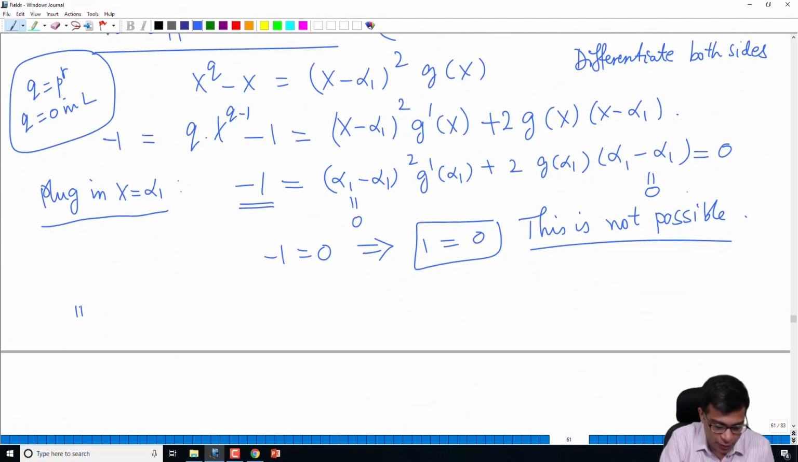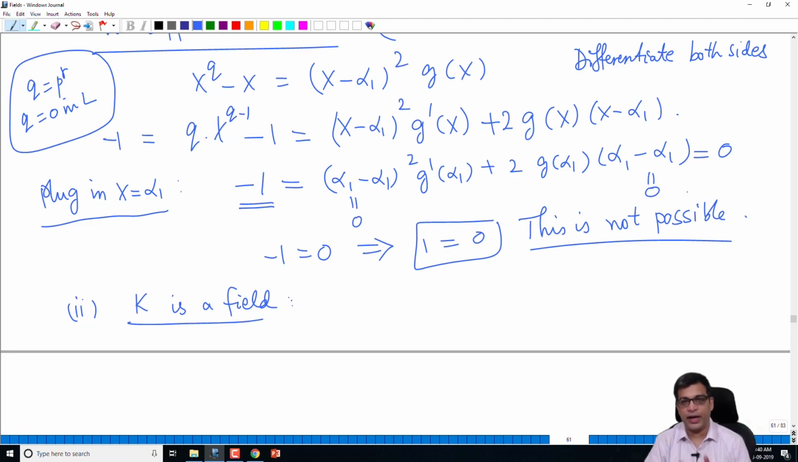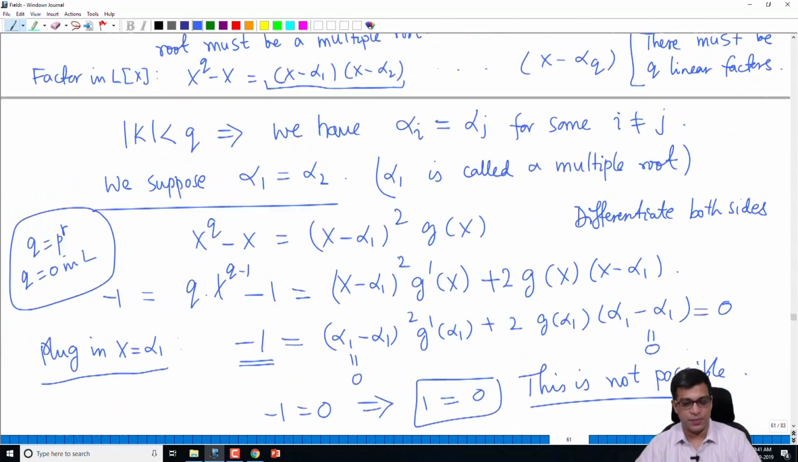So now the second part is that K is a field. This is a very rare situation. We are taking a polynomial and taking its roots. Very rarely do they form a field. Roots of a polynomial rarely form a field. But it happens over finite fields and these specific polynomials.